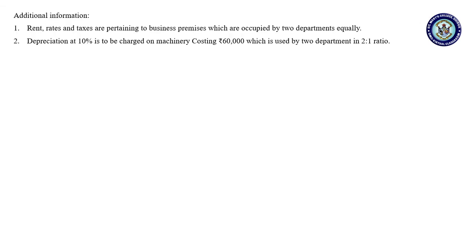Next, additional information. Rent, rates and taxes pertain to business premises which are occupied by the departments equally. This means the rent, rates and taxes should be divided equally among departments A and B. That is the instruction that has been given. They have given the total figure, and you have to apportion it equally.